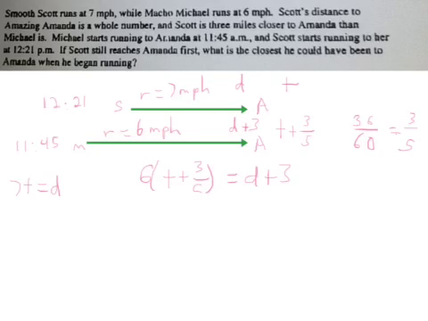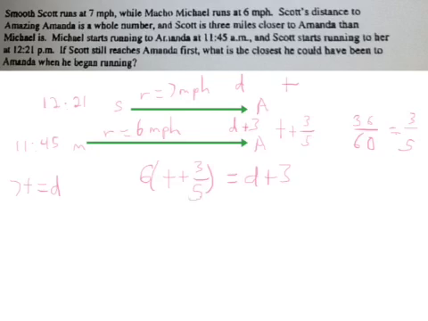So now we have two equations we can create, one for Scott and one for Michael. For Scott, we get 7t equals d, because rate times time equals distance. And then for Michael, we get 6 times (t plus 3/5) equals d plus 3. So now we have two equations to solve.